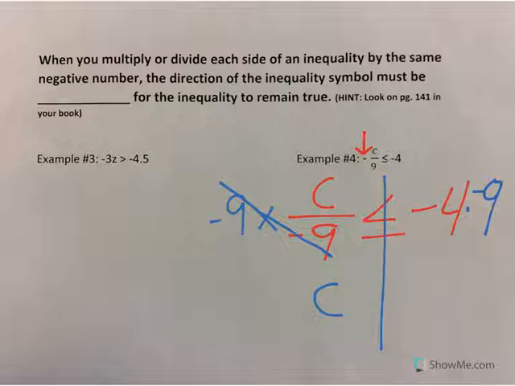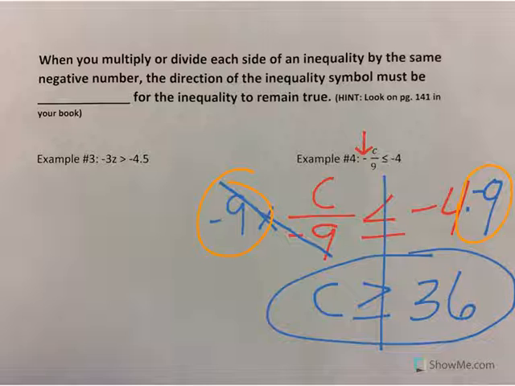On the right side, I have negative 4 times negative 9, which is positive 36. Negative times a negative is a positive. And as you can see, I multiplied both sides by a negative. Therefore, I have to flip the sign. So my less than or equal to sign is going to become a greater than or equal to sign. So my answer for the solutions to that inequality is that c has to be greater than or equal to 36.